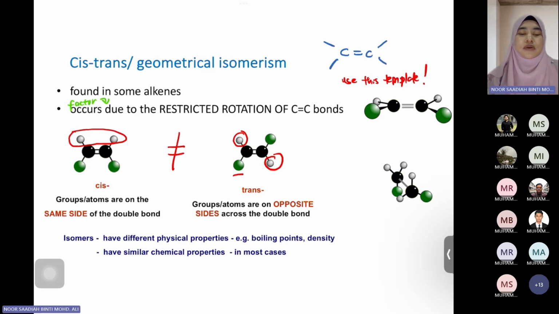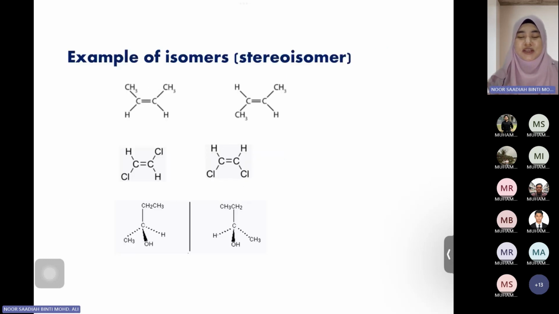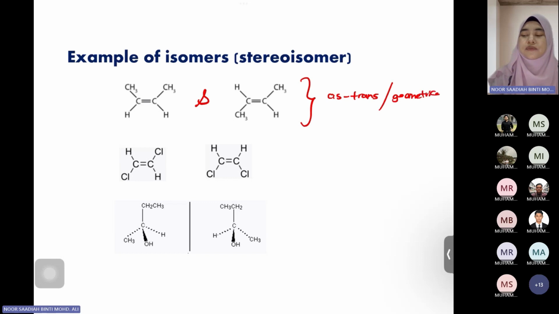For optical isomerism, let's reserve it for the next discussion. I just want to share more examples of cis-trans isomers. These two are also known as cis-trans isomers, or show geometrical or cis-trans isomerism, in which they can exist as a cis isomer and a trans isomer.